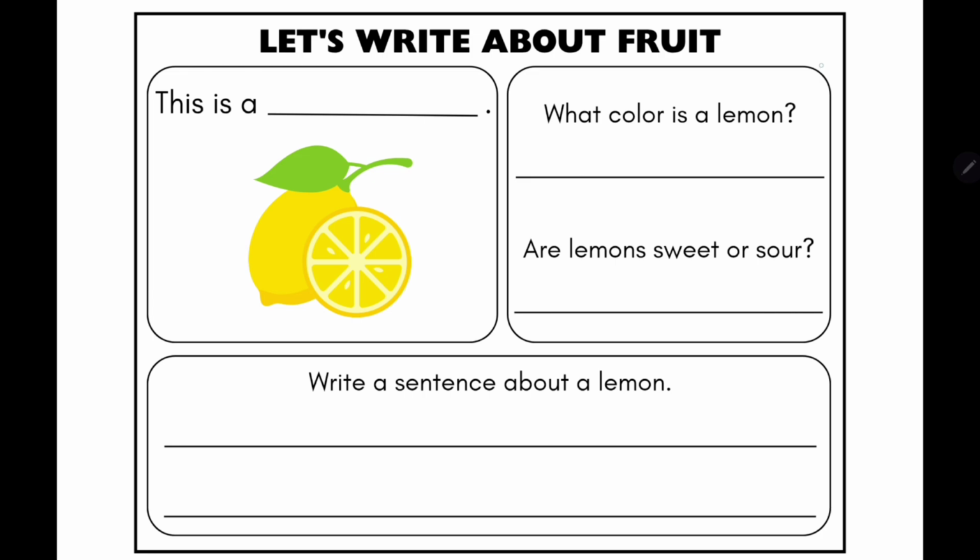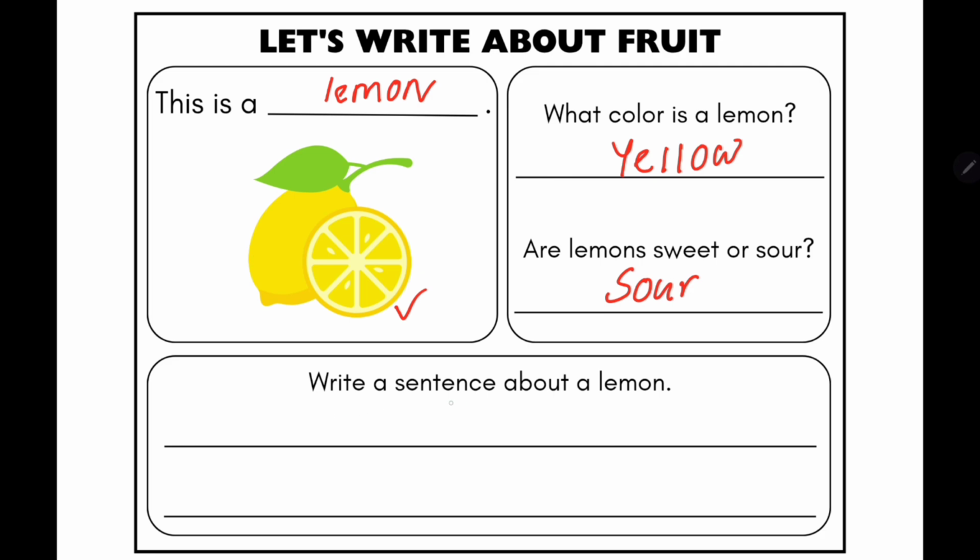What is this? This is a lemon. L-E-M-O-N. This is a lemon. What color is a lemon? Its color is yellow. Y-E-L-L-O-W. Are lemons sweet or sour? Have you tasted it? Okay. So taste is sour.